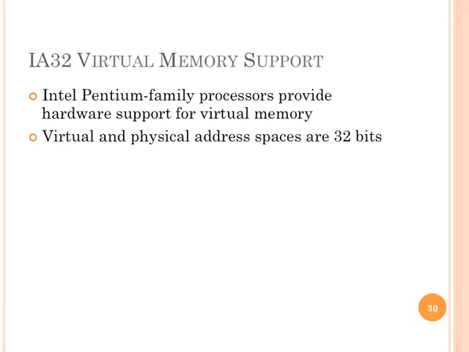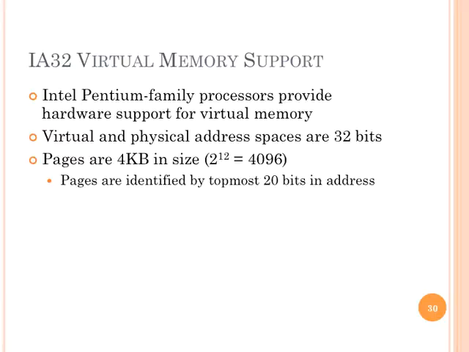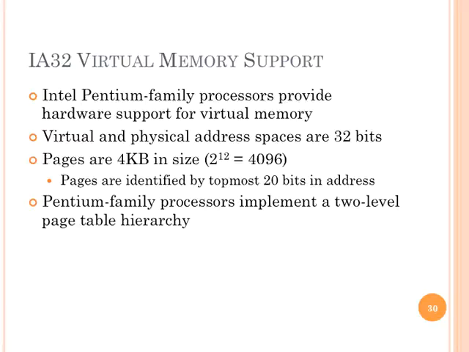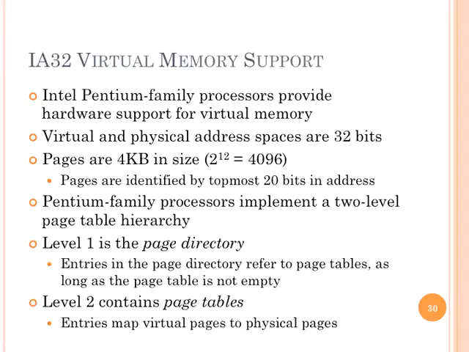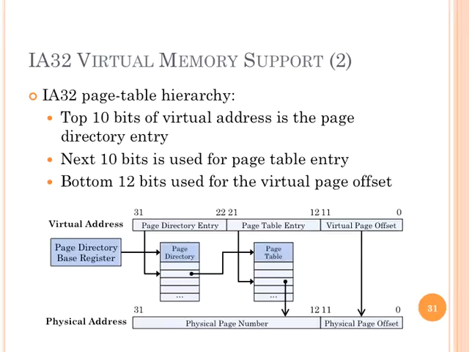Okay, so Pentium family, virtual and physical address spaces are 32 bits. Let's get through this last part. The topmost 20 bits are the page entries, or the page addresses, and so it does a 2-level hierarchy. Level 1 is a page directory, and level 2 contains page tables. So entries in the page directory can either be empty or they can point to individual page tables. And so it's something like this. Bits 0 through 11 are the offset, 12 through 21 are the page table entry, and 22 through 31 are the page directory entry. Okay? So we just have 2 levels here.